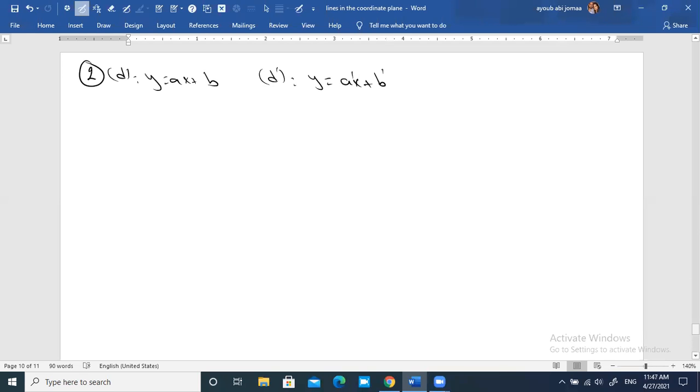Now, direction vectors. Here we have vector s with components 1, a, and here s prime with coordinates 1, a prime. I'm not going to repeat the same reasoning: these two vectors either have the same direction or they don't. If they don't have the same direction, and a is not equal to a prime, because they have the same x component, then the two lines are intersecting. So the first case: if a is different than a prime, it means that d and d prime are intersecting.